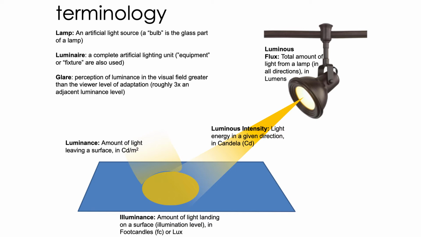You can install your lighting, aim it if you need to, and then take out a light meter and say, oh, we've got 30 foot candles. Uh-oh, we need to change something. You can also calculate it very precisely using manufacturer's data.